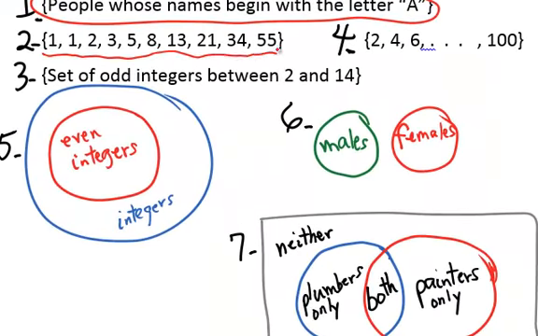Number 2 is a list of very special numbers that I'll describe in class called the Fibonacci Sequence, but they're listed right there: 1, 1, 2, 3, 5, etc. Number 3, I've got a rule, the set of odd integers. Those are your whole numbers in this case, between 2 and 14. The odd ones would be, if I listed them, 3, 5, 7, 9, 11, 13.